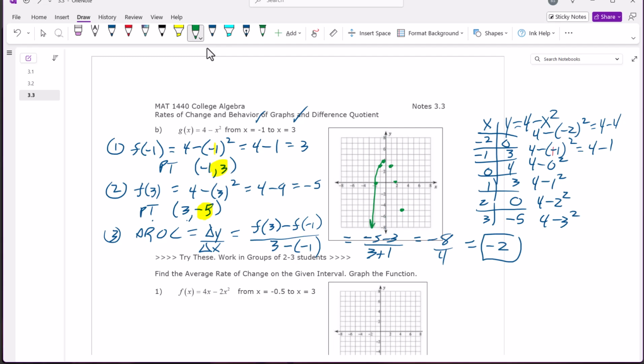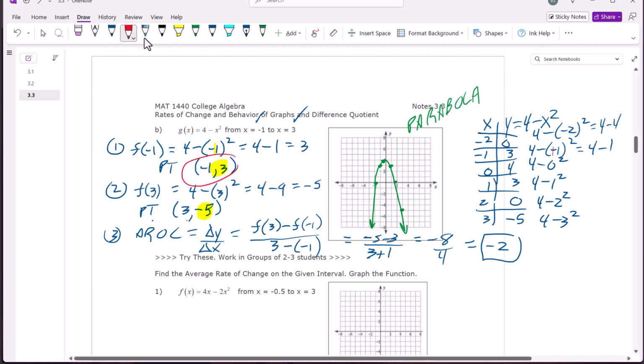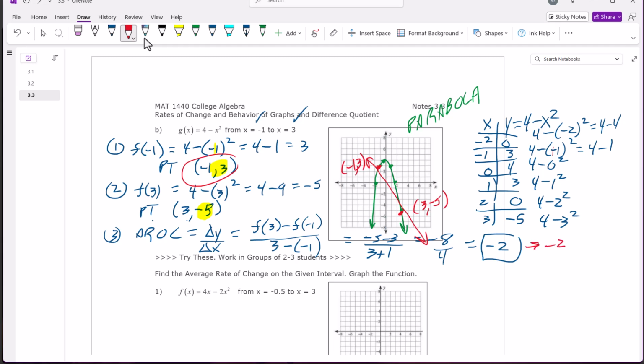So you have a parabola. It's a quadratic function. So the mathematical meaning of this problem is you have 2 points. You have this point (-1, 3) and you have this point (3, -5). So see, all you're really doing is just finding the slope of the line that connects those 2 dots. And since our answer was -2, that just means we're going to go down 2 and to the right 1.